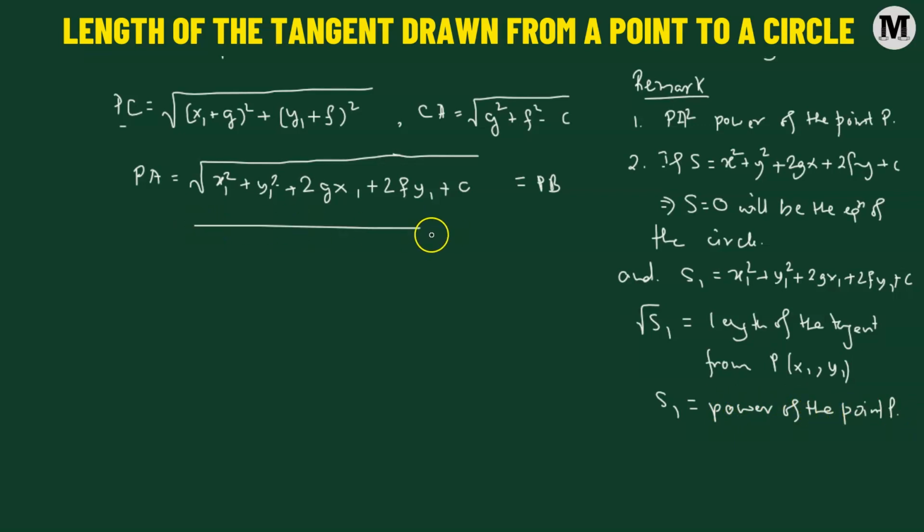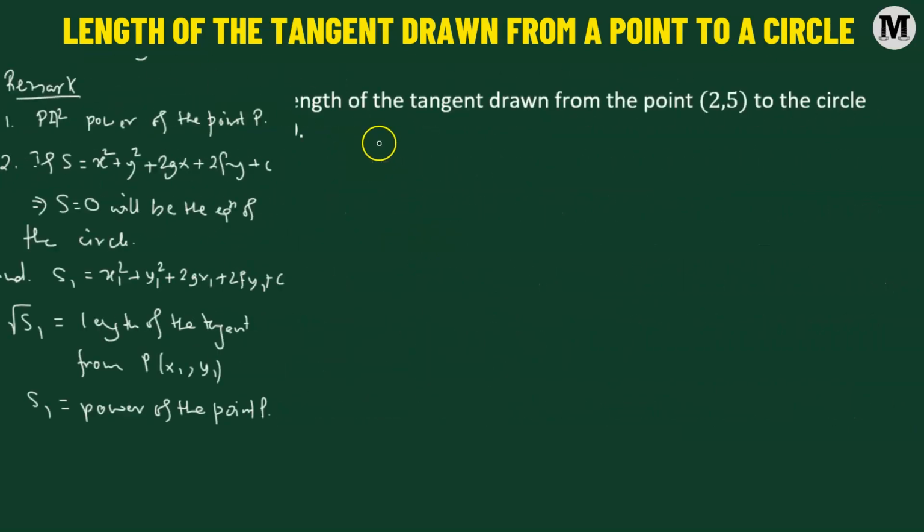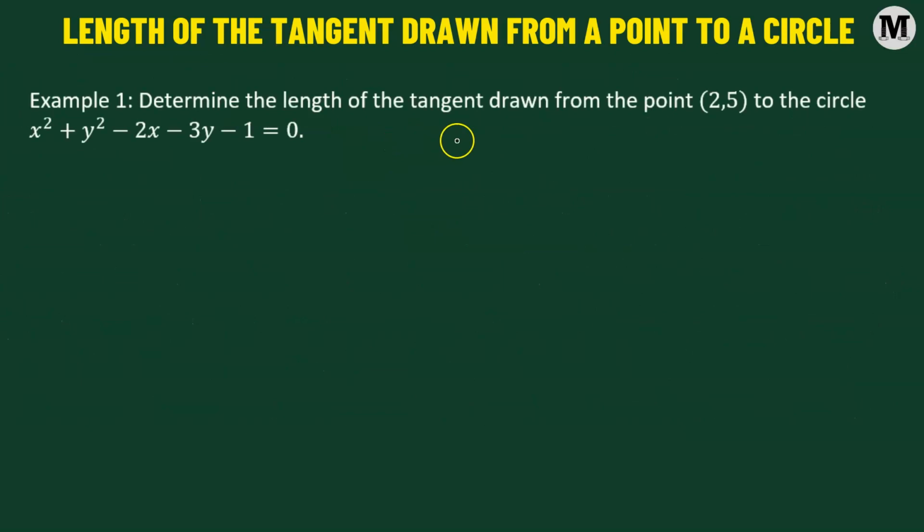So let's try to apply this knowledge by solving few numerical problems. Here we want to find out the length of the tangent drawn from a point (2, 5) to the circle whose equation is given to us. Let us begin. So here we have the equation of the circle given to us: x squared plus y squared minus 2x minus 3y minus 1 equals 0.